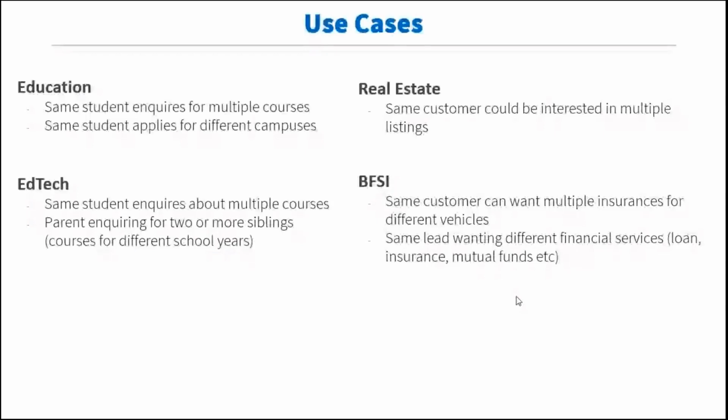And again, BFSI, like the example I showed, there can be multiple. In the case of insurance, the same customer can be interested in a two-wheeler insurance and a four-wheeler insurance, and the forms and the details that are captured for two-wheeler might be different from the four-wheeler. And again, if there are different financial services, the same customer can apply for loans, apply for insurance, apply for mutual funds, and each of these will be handled by different sales users.